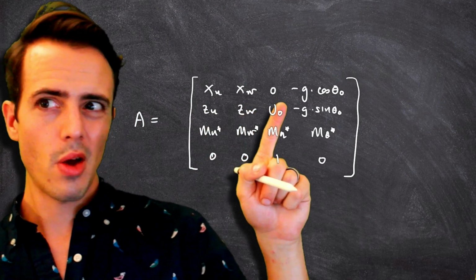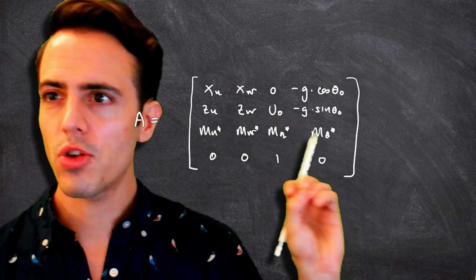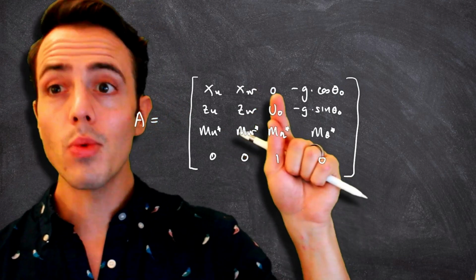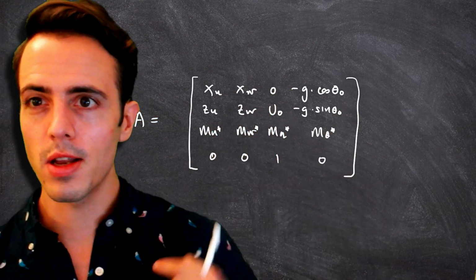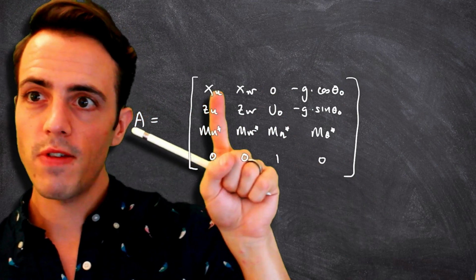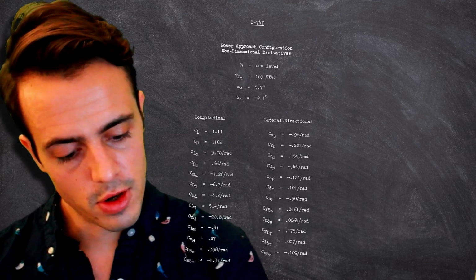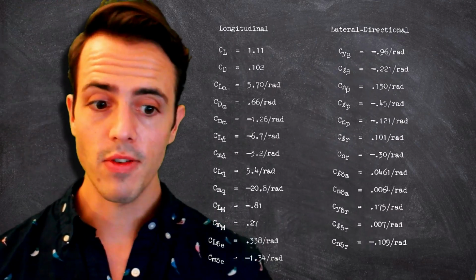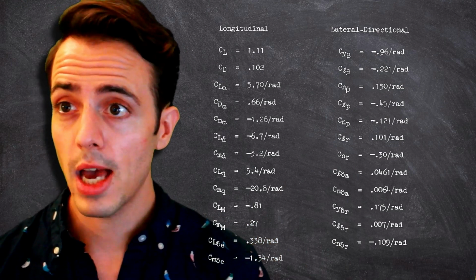XU, XW. There is no XQ for this aircraft. If we were given a CXQ or a CDQ term, we'd have to include that, but we haven't. And again, all parts of this are included in the accompanying notes. So we need to find all of these derivatives based upon these non-dimensional ones that we've been given. So we've got the non-dimensional stability derivatives. We need to work out how we convert between them.